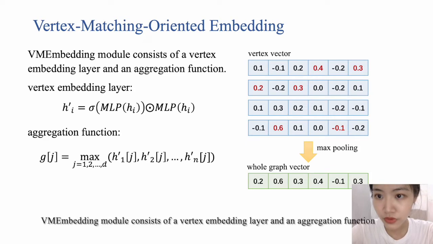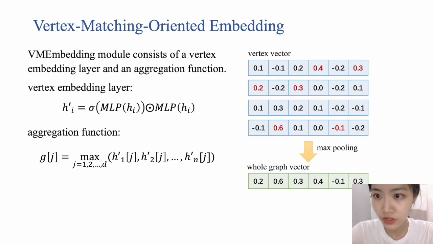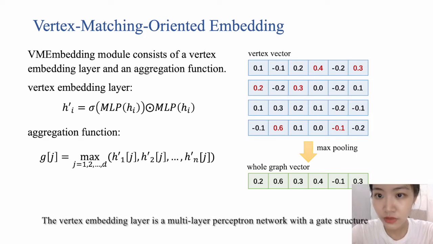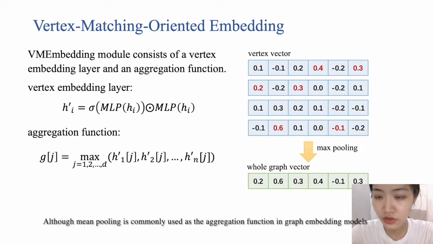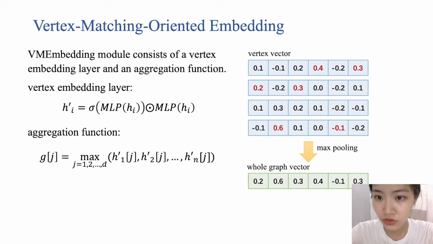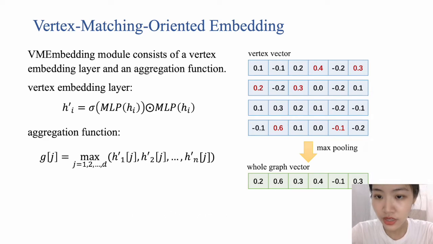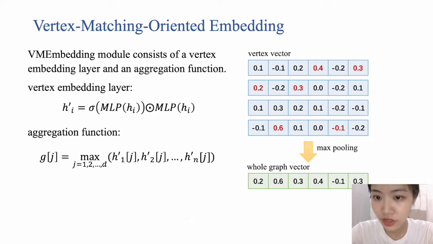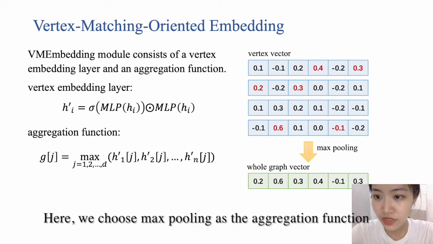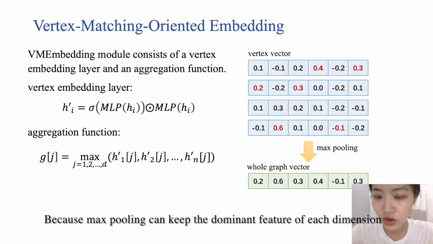The VME embedding module consists of a vertex embedding layer and an aggregation function. The vertex embedding layer is a multi-layer perceptron network with a gate structure. Although mean pooling is commonly used as the aggregation function in graph embedding models, we find it will completely mix the vertex information, and every dimension in the graph vector can be affected by the noise vertices. Here, we choose max pooling as the aggregation function, because max pooling can keep the dominant feature of each dimension.